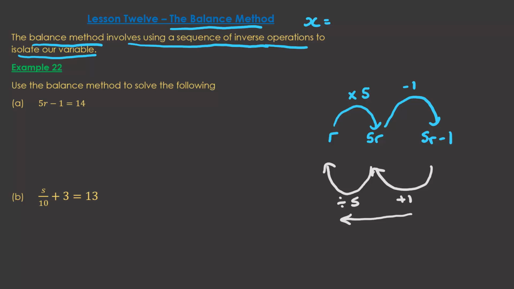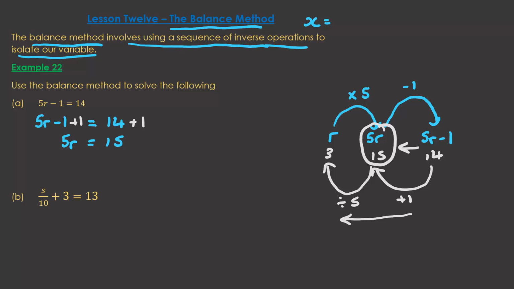So the first thing that I'm going to do to this equation is add 1 to both sides. So I'm going to add 1 on the left and add 1 on the right. That leaves me with just 5R on the left, and then I have 15 on the right. Now I didn't put the number in over here, but if we think about what happens with the number as we go through this, note that I've got to the middle here. So I went from there to there.